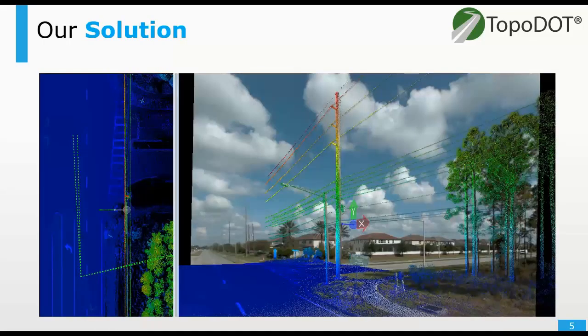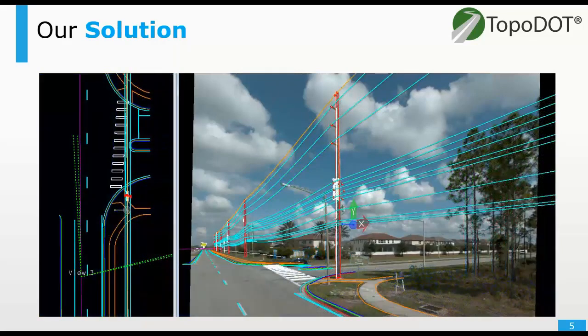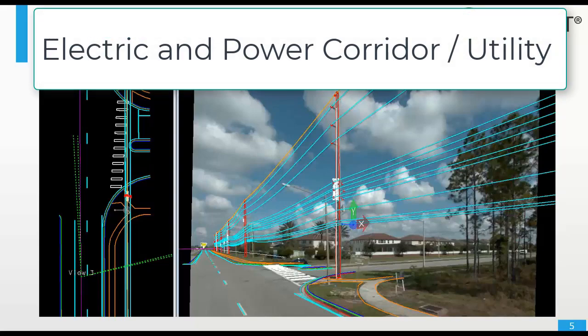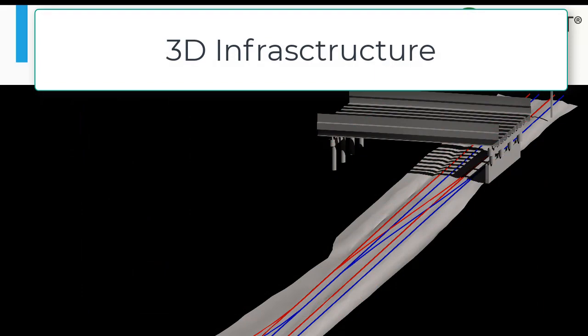If you're not familiar with TopoDOT or this is your first webinar, TopoDOT is an industry-leading software application for extracting high-quality topographies, 3D models, and assets from your point cloud data, which ultimately feeds downstream operations across multiple disciplines. The primary applications for TopoDOT include transportation corridors, both rail and roadway, electric and power corridors for transmission, distribution, and substations, as well as bridges, tunnels, and general structures.